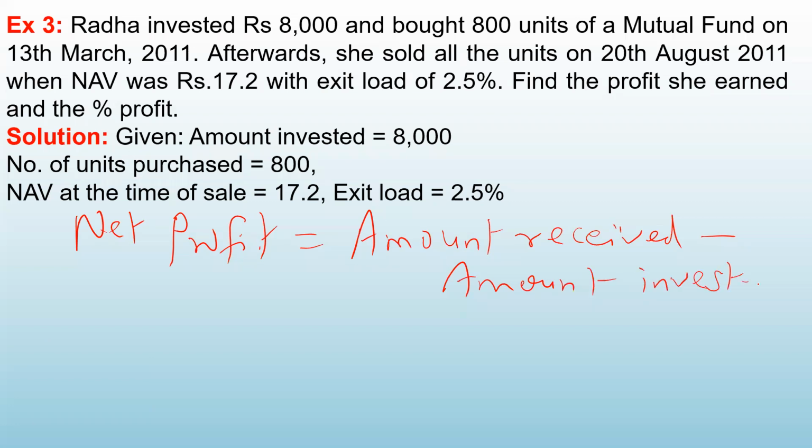How will you find out? The amount invested is already given to you, 8,000. So now we have to find out the amount received. Amount is received when the units are sold, so we must know the selling price of one unit. If we know the selling price of one unit and multiply it by the number of units sold, it will give you the amount received. So let us first find out the selling price of one unit.